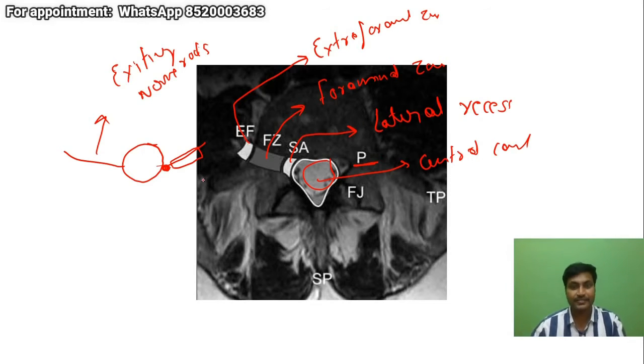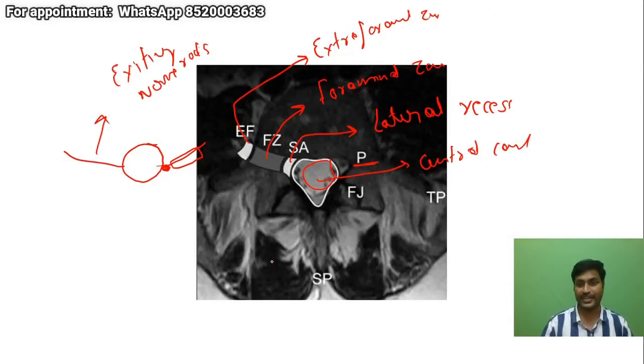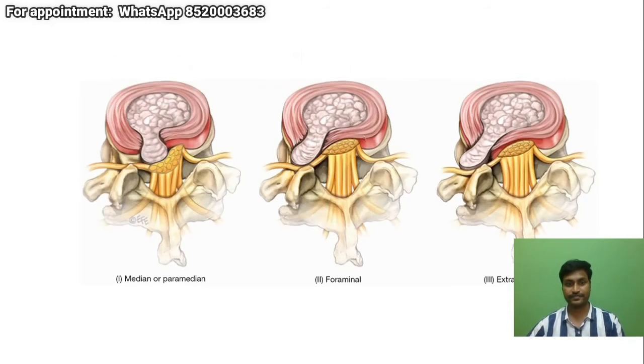Dr. Krishna is asking me what is a migrated disc. I'll have to show you. This is the level of L5 S1. In a migrated disc, the disc will come out. It will either move up or move down, but it will not lose continuity with the original one. A few more images I will show you, bigger images. I hope all of you have understood this one.